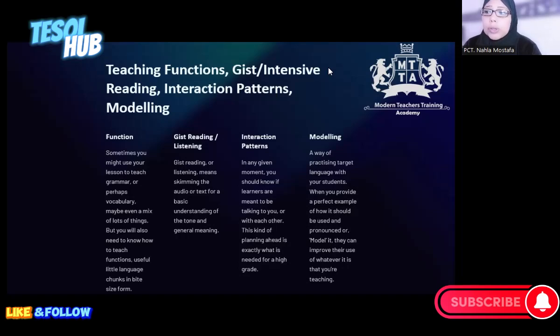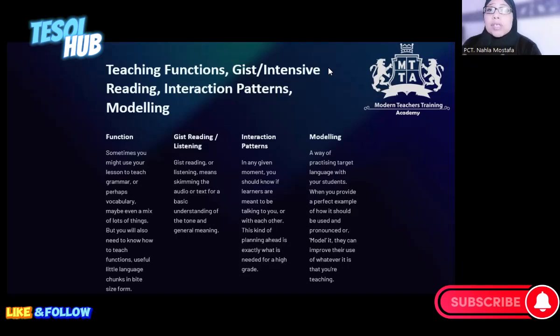Functions: what do you think the word function refers to? When you teach, you have something that we call language functions. Language functions focus on grammar or vocabulary or useful phrases or useful sentences. And reading or listening for gist means that students are skimming the audio or the text quickly to know the main idea. Reading for gist means to listen or to read to find the main idea.